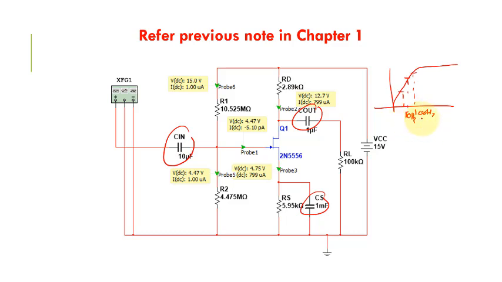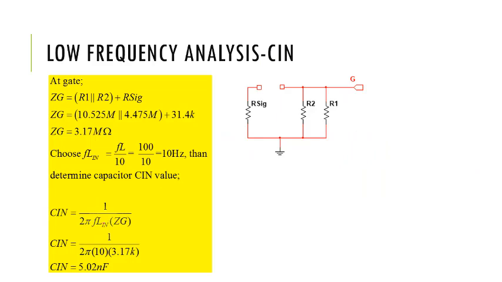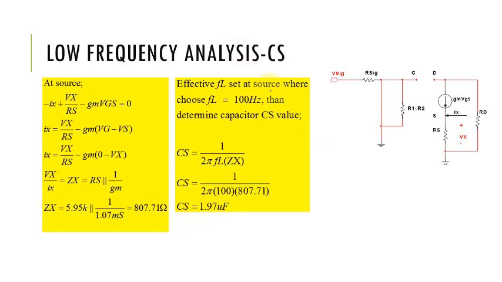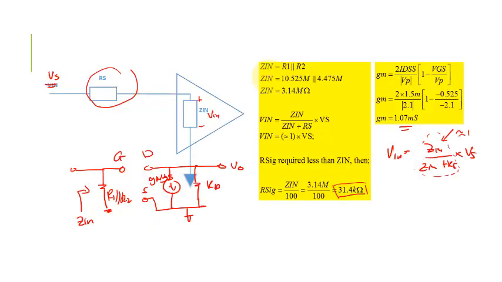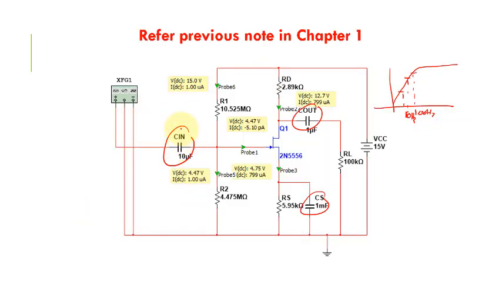Okay, since we obtain the value of frequency here, by using the formula we can easily get the value of the capacitor. The effective low cutoff frequency we set at the source, and the rest of the frequency we set at the input and also at the output. So this part we set around 10 Hz, this one we set around 10 Hz, and this part we set around 100 Hz.